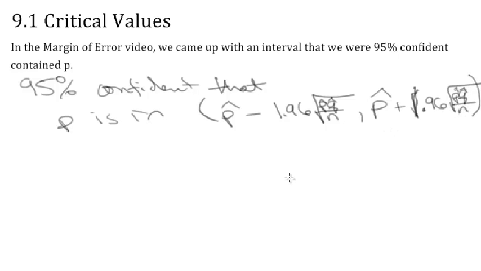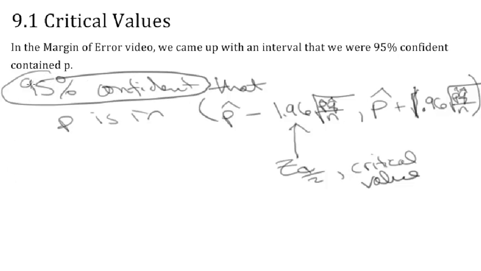Close that interval there. Now this thing, the 1.96, was the critical value, z sub alpha over 2, also known as the critical value. And it is entirely dependent on the fact that we are 95% confident. If we need to be that confident, then we need that many standard deviations above and below the sample proportion. So what if we need more confidence?